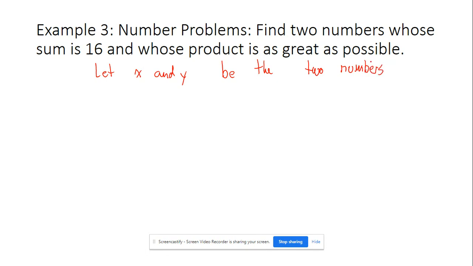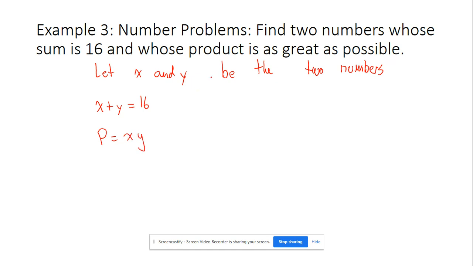So what they're saying is whose sum is 16. Okay, so that means that x plus y equals 16. So here's question number one. Now, what they're saying is the product is as great as possible. The product is when you multiply two things together. So I'm just going to write P for product equals x times y like this.